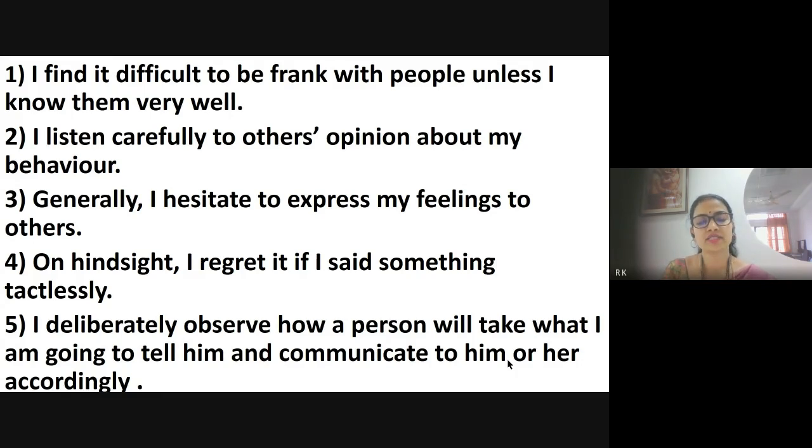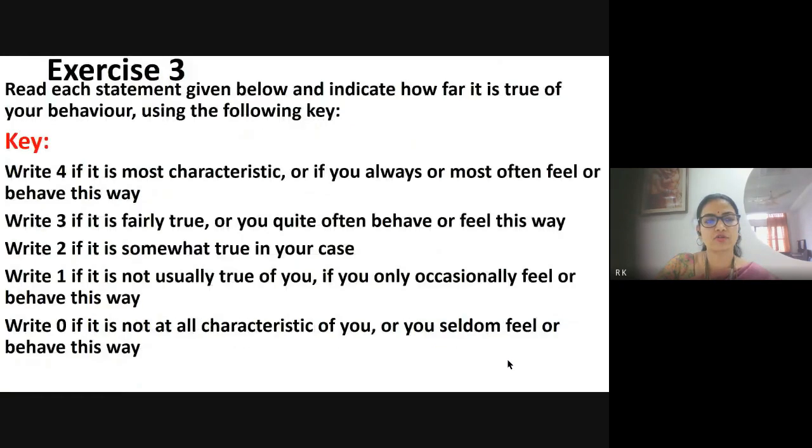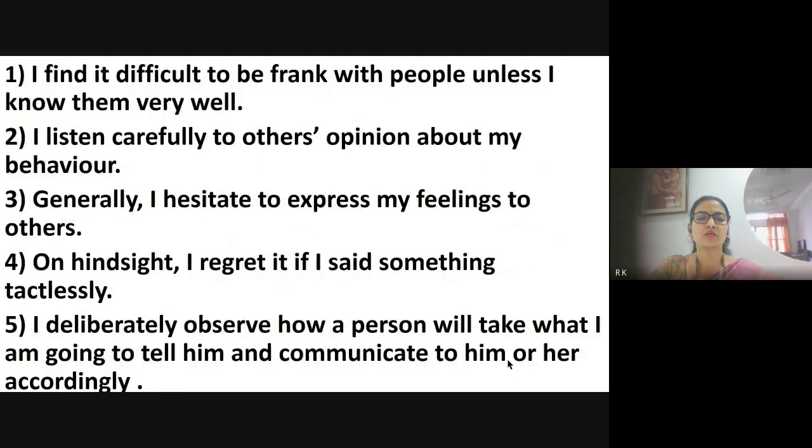And on hindsight, on the other side, I regret if I said something tactlessly. By mistake, if I utter another word, or if I would have uttered another word, I generally regret, madam. Do you feel yes or no? So this is not yes or no. I have given you the keys. Write four if it is mostly your characteristic. Write three if it is somewhat true to me. Okay. So the statements are these. On the other side, I regret if I said something tactlessly.